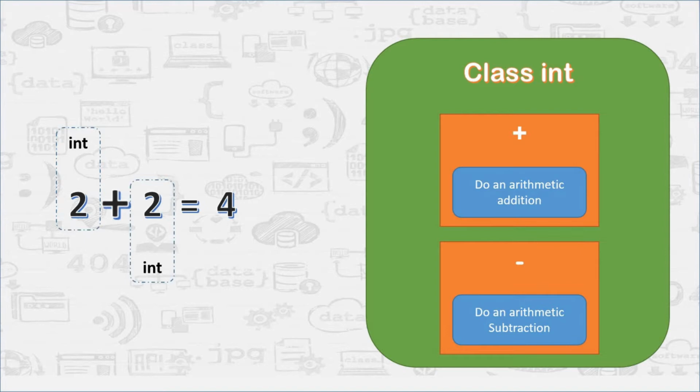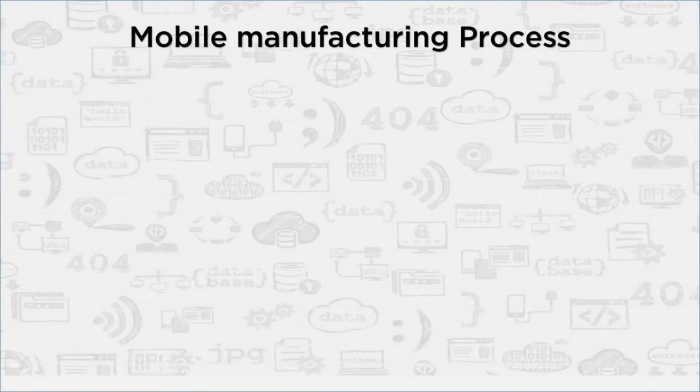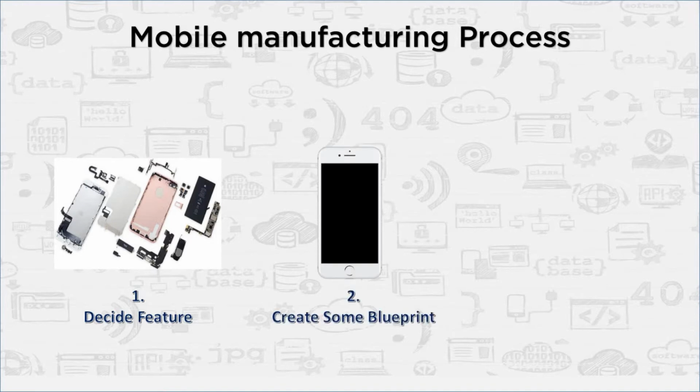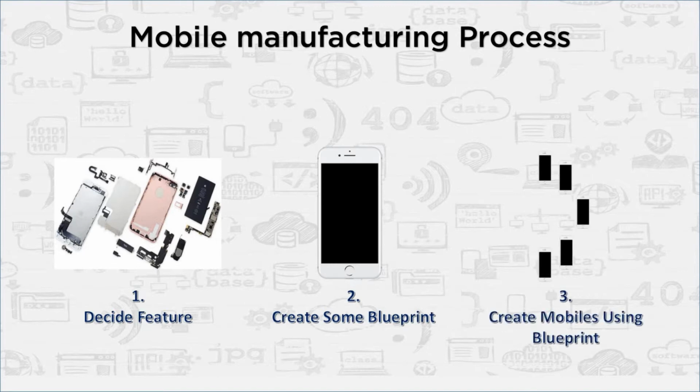Similarly, this class also has definitions for other operators. Well, we have directly jumped into deep knowledge. Let's understand each part individually. Let's take an example of manufacturing a mobile. First step, the company decides the features that will be with the mobile. Then they create some blueprints by creating a process for how to make this mobile. Using this template, they create lots of mobiles.